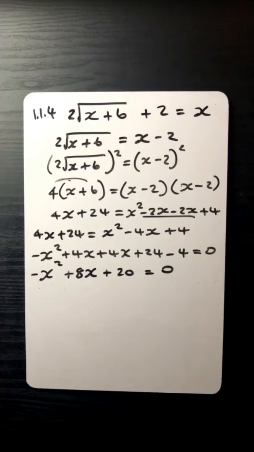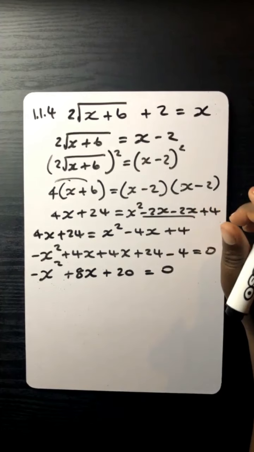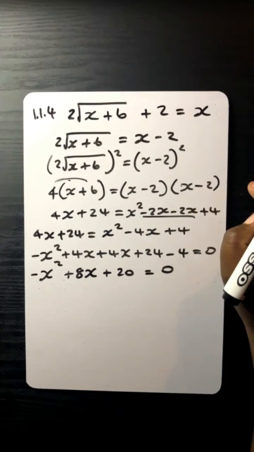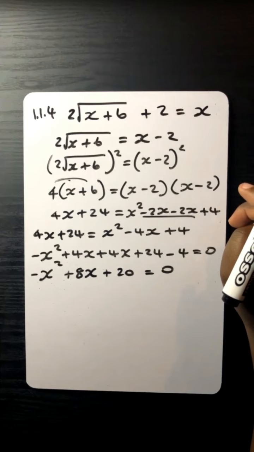Lebohang, is this equation in the standard form? Lerato, is this in the standard form? No, sir. Why? Because of the negative sign in the first term, it's not. So that means we have to make it in the standard form, right? Yes.